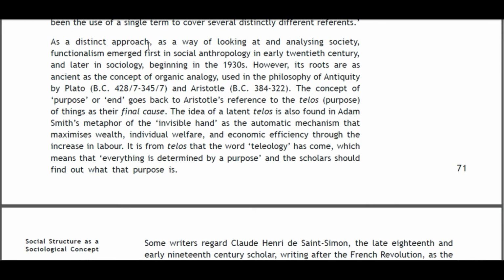As a distinct approach, as a way of looking at and analyzing society, functionalism emerged first in social anthropology in the early 20th century and later in sociology beginning in the 1930s. However, its roots are as ancient as the concept of organic analogy, used in philosophy of antiquity by Plato and Aristotle (384 to 322 BC).